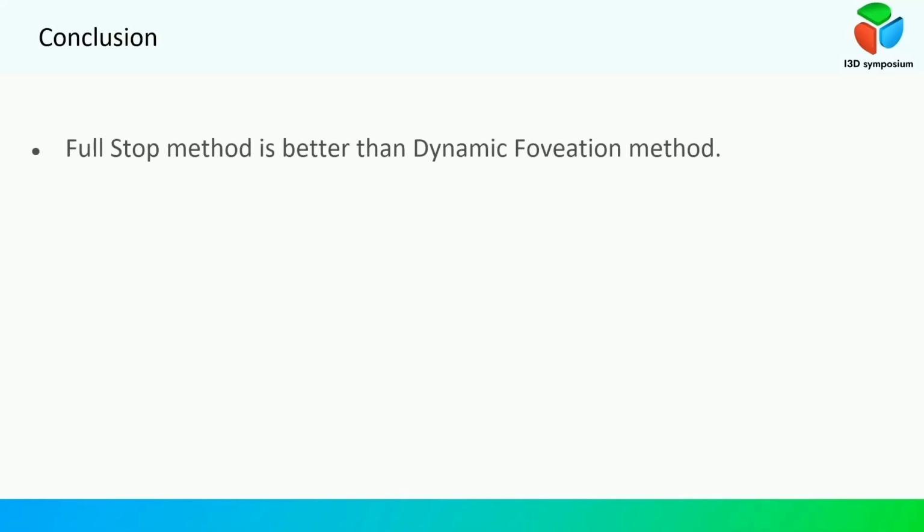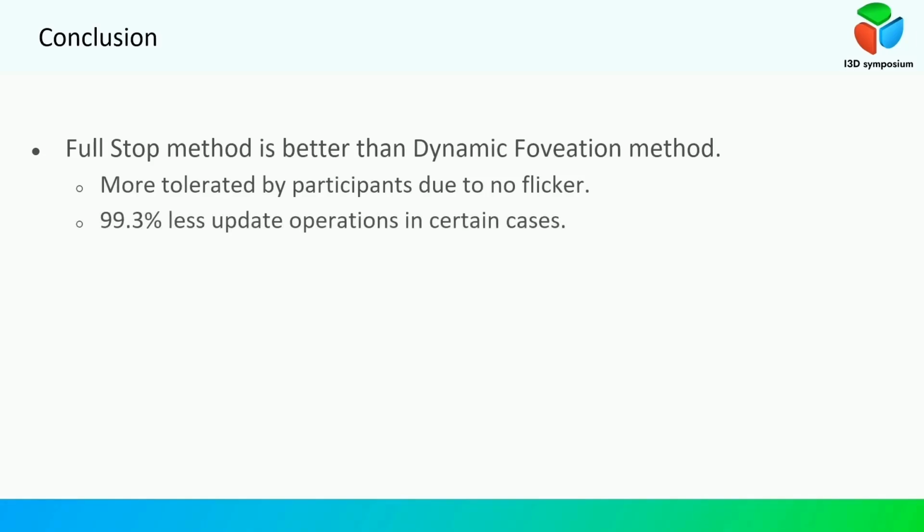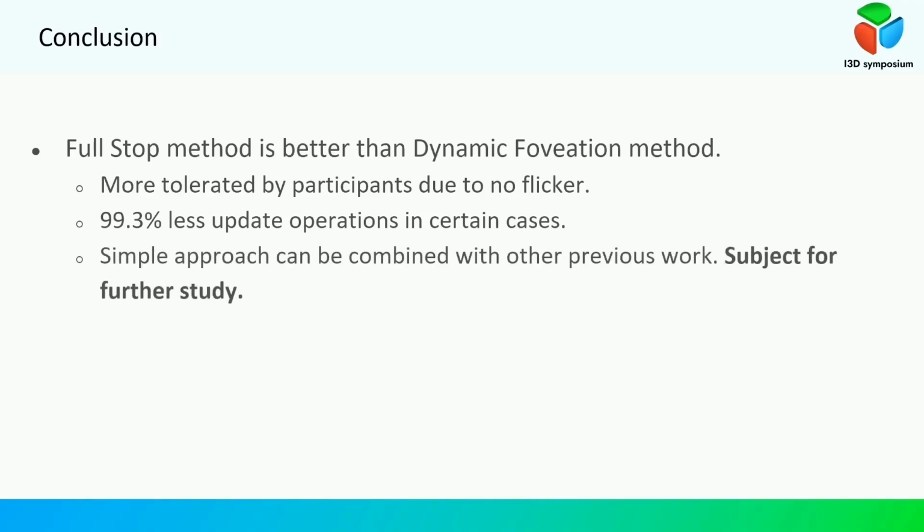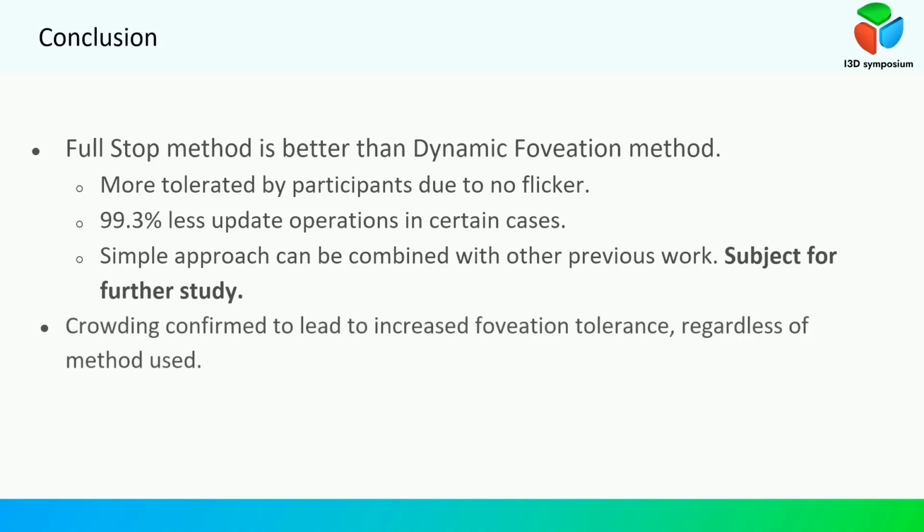So in conclusion, we believe the full stop method is better than the dynamic foveation method because, 1, it is more tolerated by participants due to the absence of flicker. 2, in the best case scenario, it can lead to up to 99.3% fewer animation update operations. And 3, because of the simple approach, it can be combined with other previous work to accelerate crowds, which is subject for further study. Additionally, we've confirmed crowding does indeed lead to increased foveation tolerance in the case of foveated animations, regardless of which method is used.